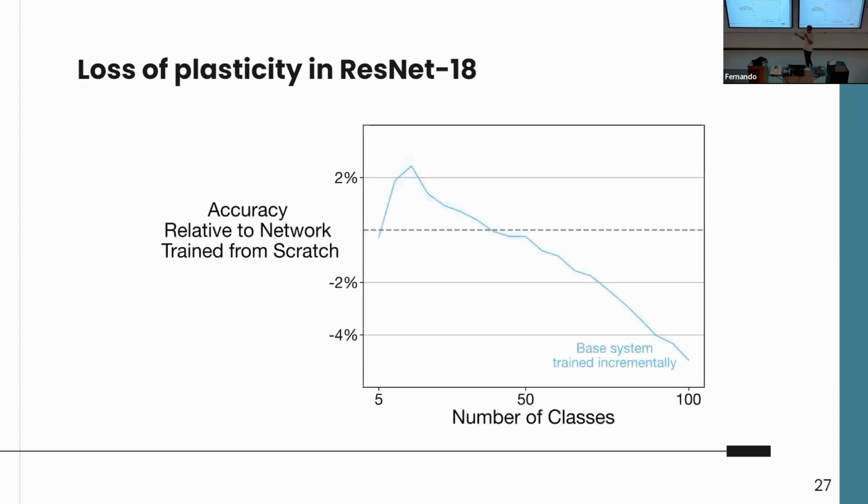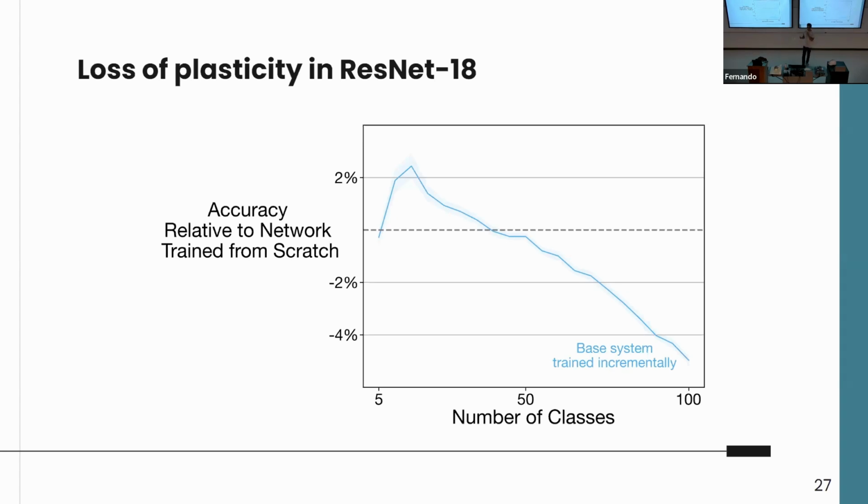Here is the plot for the base system. We can see that at the beginning, we see an increase in performance compared to the network trained from scratch, but then we see a steady drop in performance. And by the end, it has lost more than 4% accuracy compared to the network trained from scratch. This is what really shows that the network is losing plasticity.